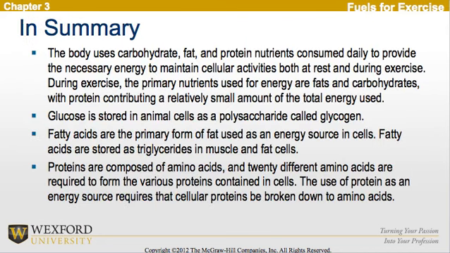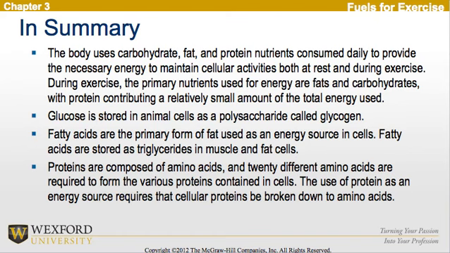So in summary, the body uses carbohydrate, fat, and protein nutrients consumed daily to provide the necessary energy to maintain cellular activities both at rest and during exercise. During exercise, the primary nutrients used for energy are fats and carbohydrates, with protein contributing a relatively small amount of the total energy used. Glucose is stored in animal cells as a polysaccharide called glycogen, and fatty acids are the primary form of fat used as an energy source in cells. Fatty acids are stored as triglycerides in muscle and fat cells.